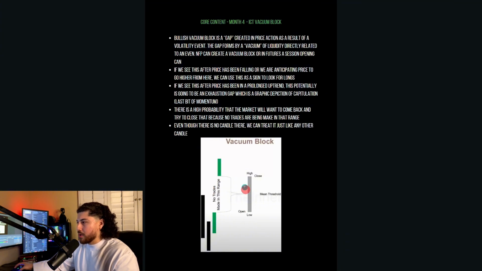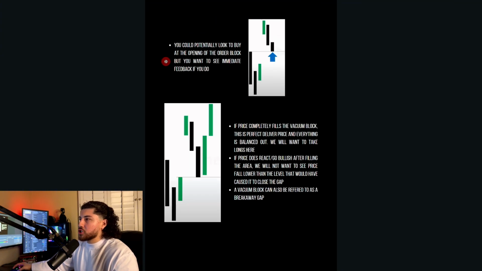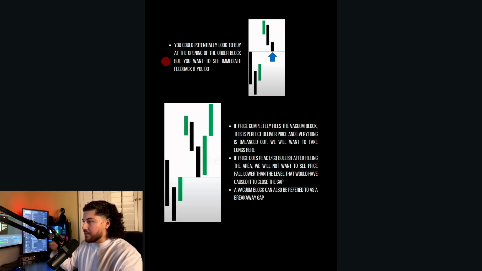But either way, when we see this vacuum block, we pretend that there is a candlestick there with an open, low, high, close, all that good stuff, and we just imagine it is there in that area. And when we see this, we usually anticipate price to come back into this area before continuing to go higher or lower. You could potentially look to buy at the opening of the order block, but you want to see immediate feedback if you do.